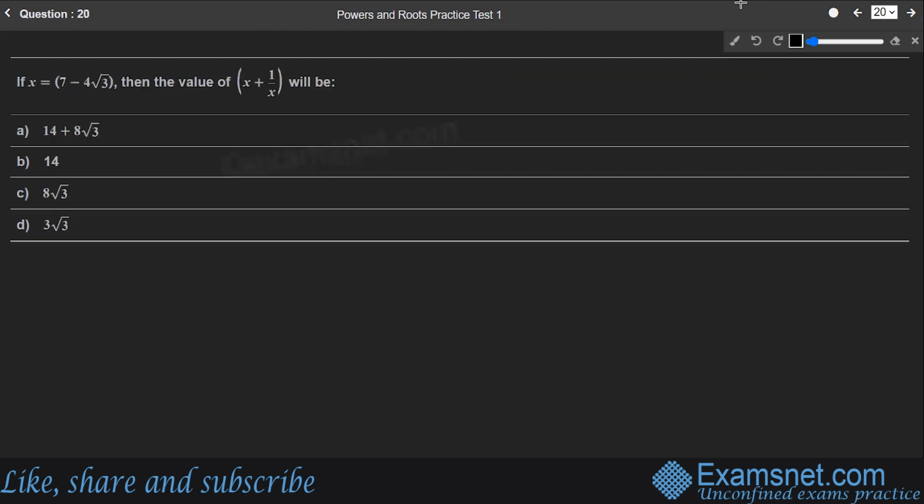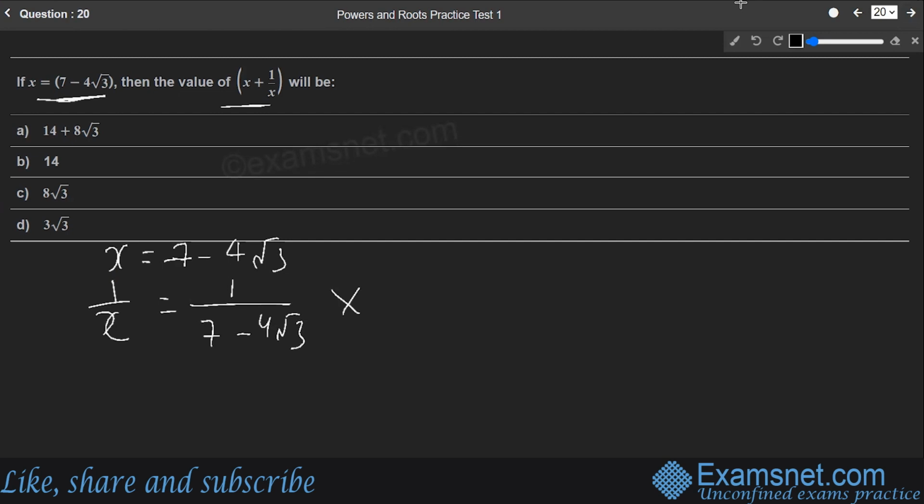Okay. 20. If x equal to 7 minus 4 root 3, then the value of x plus 1 upon x is. Okay, so x we already know. X is 7 minus 4 root 3. So what will be 1 by x? It will be 1 over 7 minus 4 root 3. To find this out, we can conjugate, because we don't leave the under root on the denominator side. If you conjugate this, it is 7 plus 4 root 3 divided by 7 plus 4 root 3. This is how it will be.